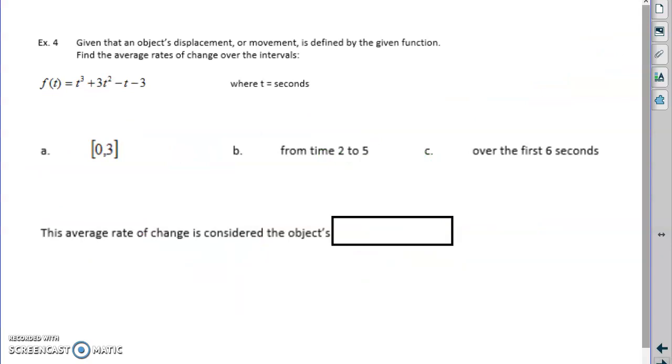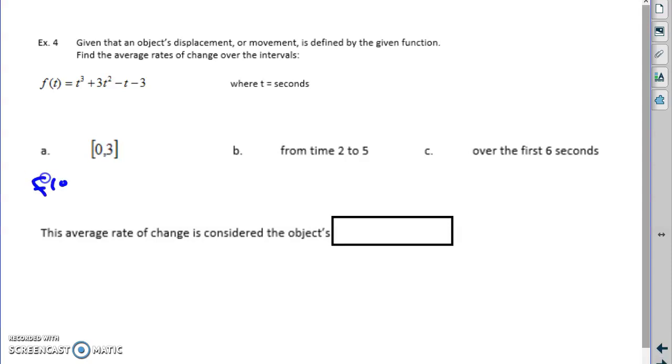So now we're going to have a function, but it's not just going to be a function, rather it's going to be a value that means something. So in this case, an object's displacement or its movement can be defined by the function given. f of t equals t cubed plus 3t squared minus t minus 3. t is seconds, and let's call f of t meters. Okay, so the average rate of change from 0 to 3, we're still going to do what we have done.